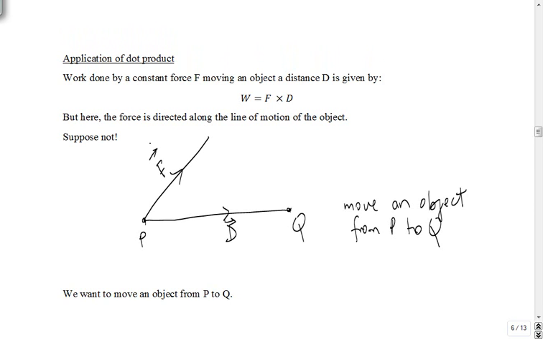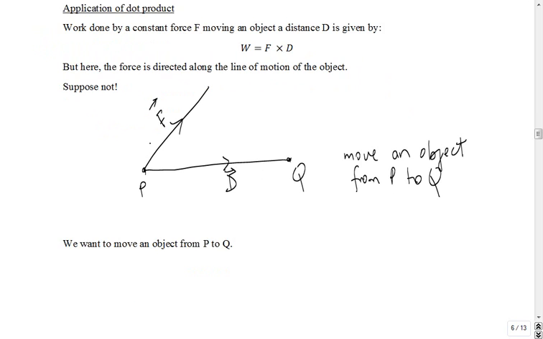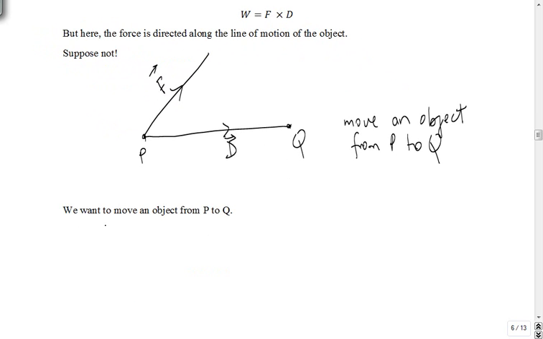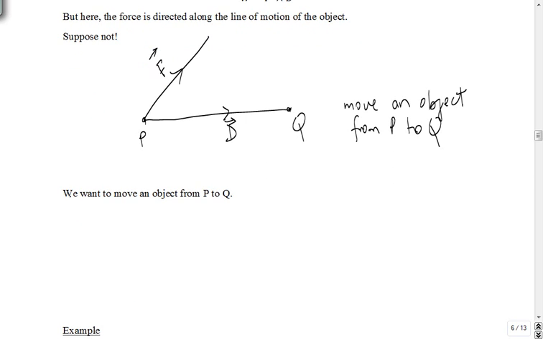I want to find the work done by that force when I move the object from P to Q. We want to move an object from P to Q. So the work done is equal to, based on the formula above, force times distance, right? But it has to be force along the line of motion.